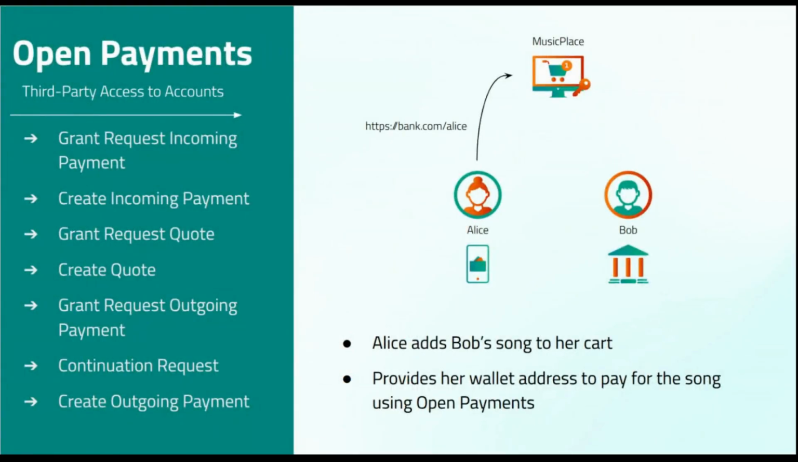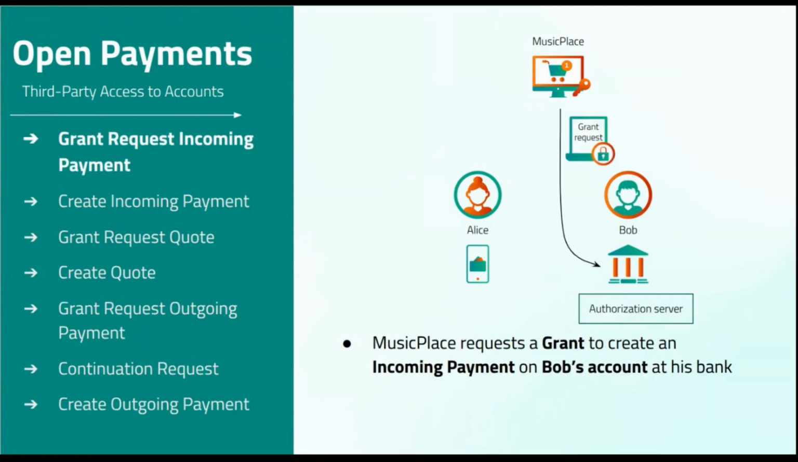So of course, Alice will also need to upload her wallet address as well so that she's able to make payments. And then she can select a song and go to her checkout flow. So now MusicPlace wants to initiate the payment. So the first step is to make a grant request to Super Awesome Bank's authorization server.